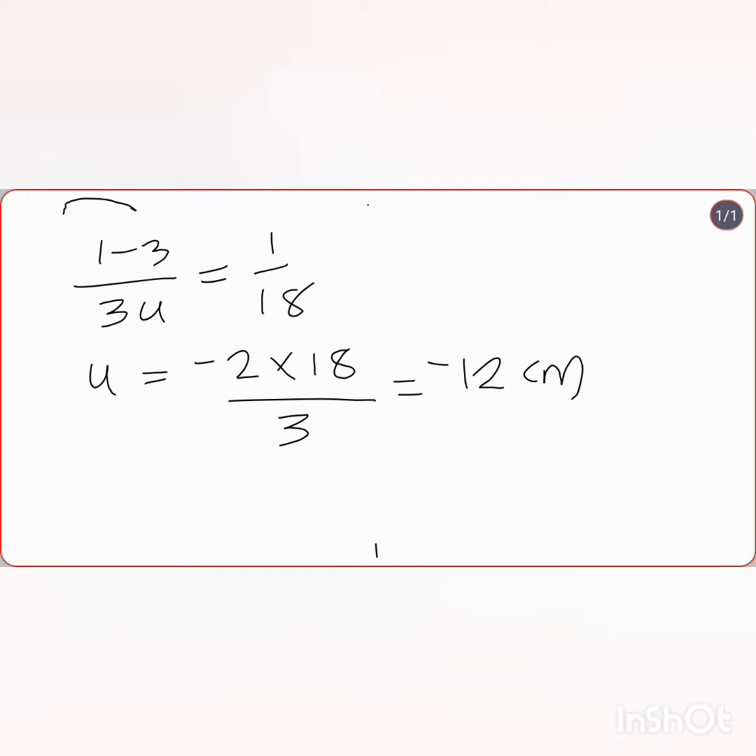So u, that is the object distance, is 12 centimeter from the concave mirror. The object distance will be 12 centimeters on the left side of the concave mirror. Okay.